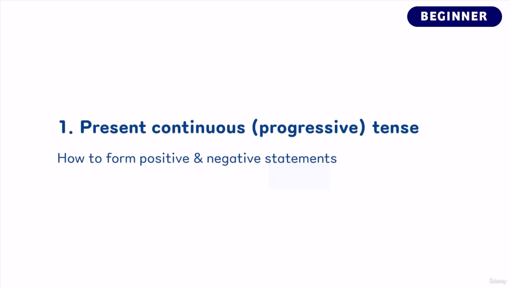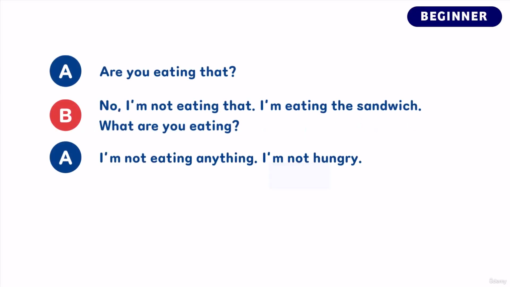In this lesson, we will learn about the second verb tense for this course, and that's the present continuous tense, also known as the present progressive tense. As always, let's begin with a short dialogue, and we'll focus on looking at the structure of the present continuous tense in this lesson.